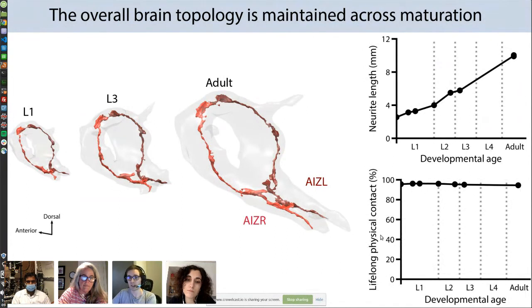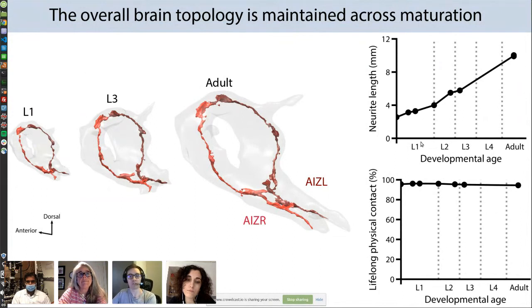So here, the y-axis is simply the percentage of physical contacts between cells that you see across all data sets. So for example, more than 90% of the physical contacts at birth, they're present throughout life. So the overall shape and relative size of neurons in the brain is maintained after birth.